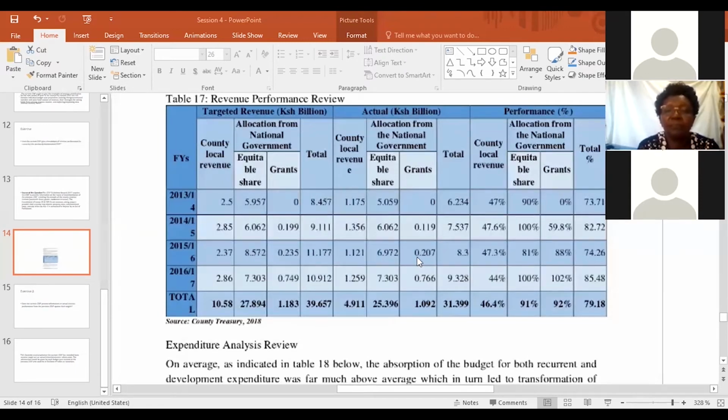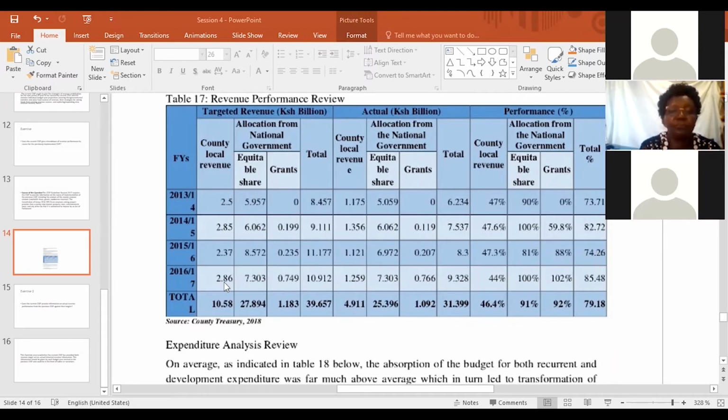And then with regard to grants, 0.207. So you can see this brings the total to 8.3 billion. And yet their targeted revenue was 11.177, but now it's only 8.3 billion. That's a reduction. So county local revenue is still circulating around 47, okay, so 47.3%. And then the equitable share performance, 81%, grants 88%, which brings it to 74.26. So you can see that this year they performed poorly as compared to the previous year, which was 2014-2015.